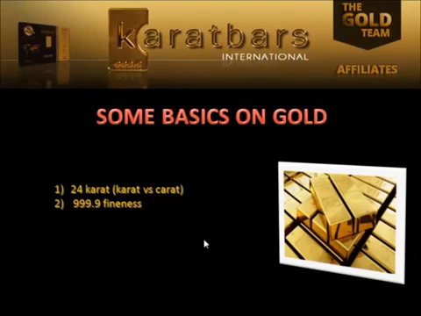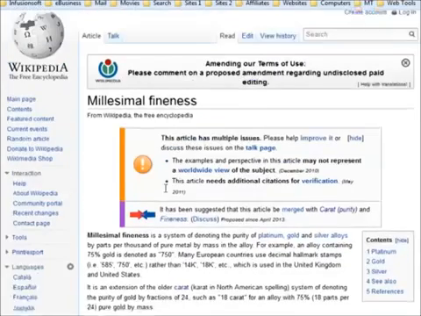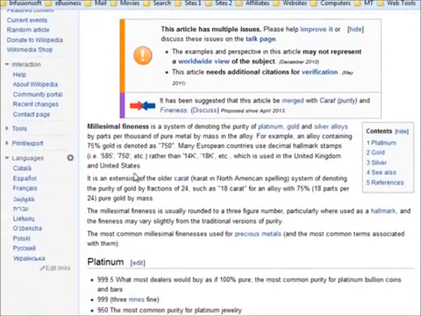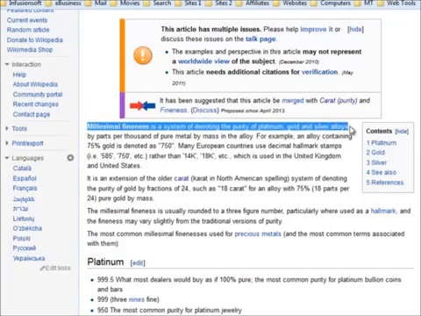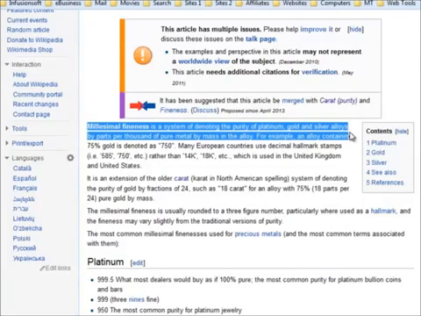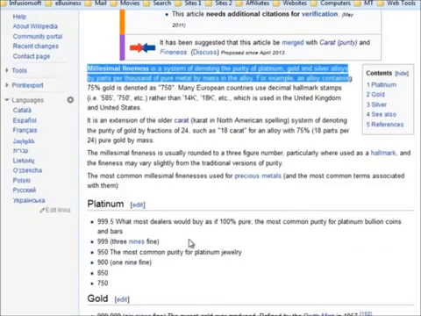The next thing is this fineness. You see this 999.9 come up from time to time. You think, well, what's that? Is it 999.9%? Doesn't sound right. So let's have a look at this. And where we went to here was Wikipedia, and it says the millesimal fineness is a system of denoting purity in platinum, gold, and silver alloys in parts per thousand for the pure metal of the mass. Okay, so that's where it comes from.